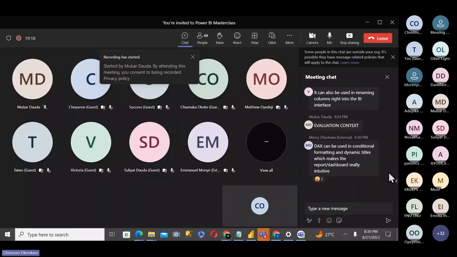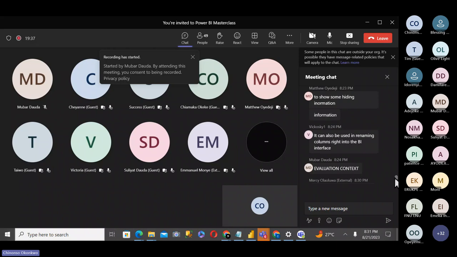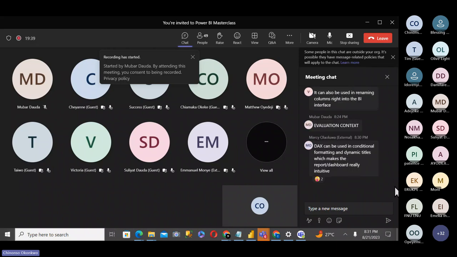Something that can be used in conditional formatting, yes, definitely, Mercy. Evaluation context, yes. Talk about context transitions, where you use the CALCULATE function. It can also be renaming columns, right? So I've just been talking, basically. Is there anything I've explained that you feel you need me to talk about a little bit more?